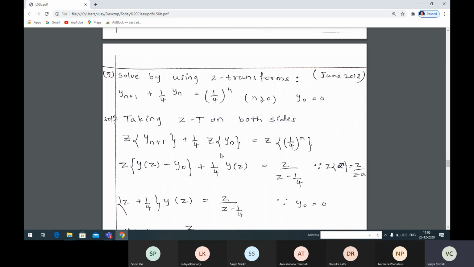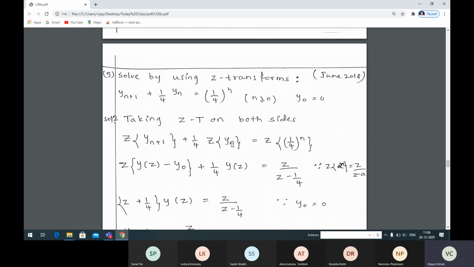And here, taking z transform on both sides: z transform of y suffix n plus 1, plus 1 by 4 z transform of y suffix n, is equal to z transform of 1 by 4 raised to n. So z transform of y suffix n plus 1 is z into y of z minus y naught, plus 1 by 4.